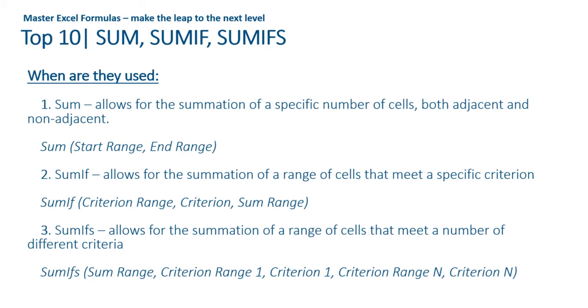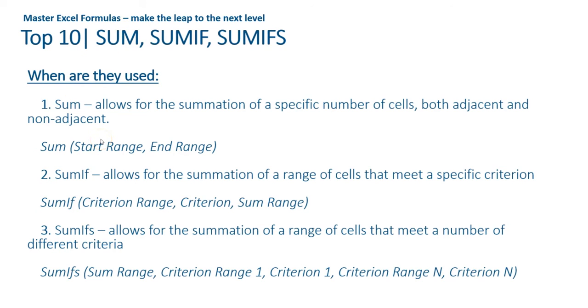Then SUMIF and SUMIFS. These two formulas allow you to sum based on a specific criterion or criteria. So a SUMIF allows for the summation of a range of cells that meet a specific criterion, whereas SUMIFS allows for the same thing but with more than one criteria.